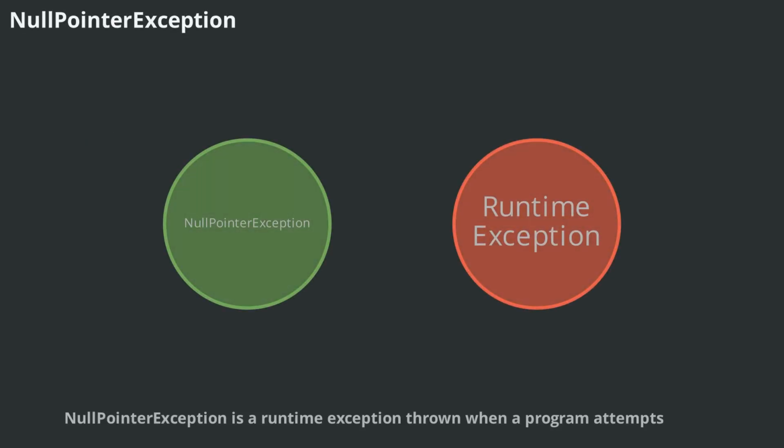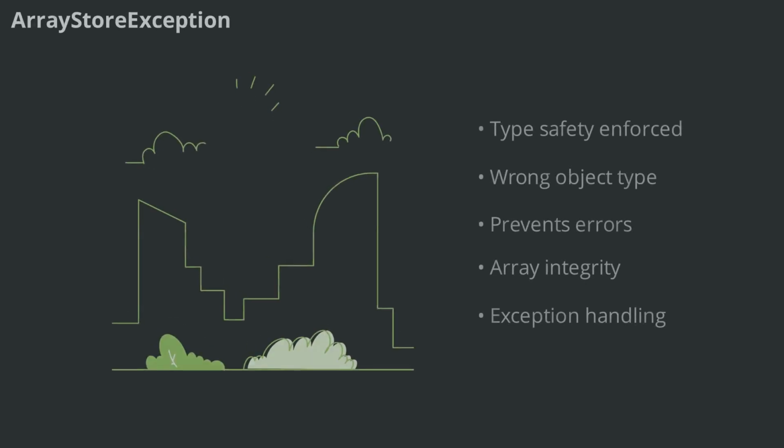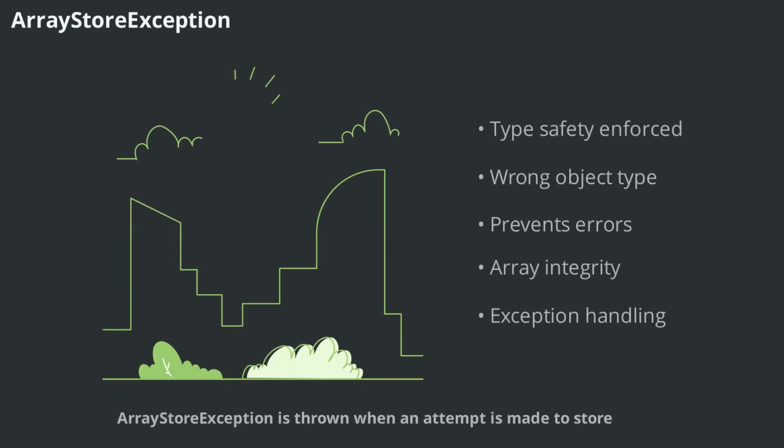Null pointer exception is a runtime exception thrown when a program attempts to use an object reference that has a null value. It indicates that no value is assigned to a reference variable and is commonly used in data structures like linked lists and trees. Handling null pointer exception is important to avoid crashes and ensure robust code. Array store exception is thrown when an attempt is made to store the wrong type of object in an array of objects.